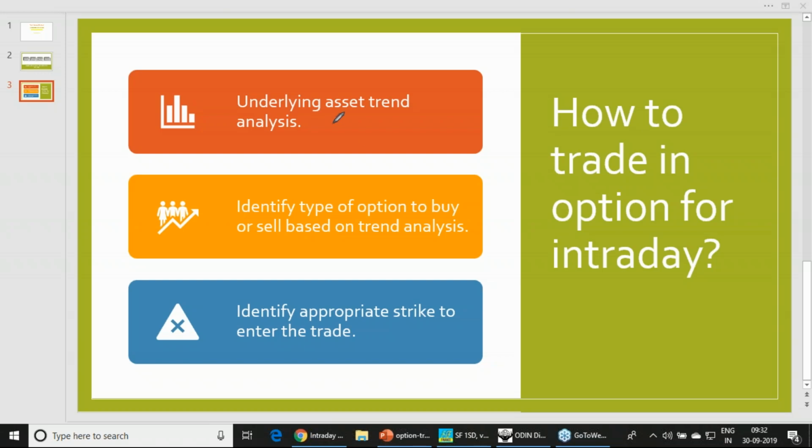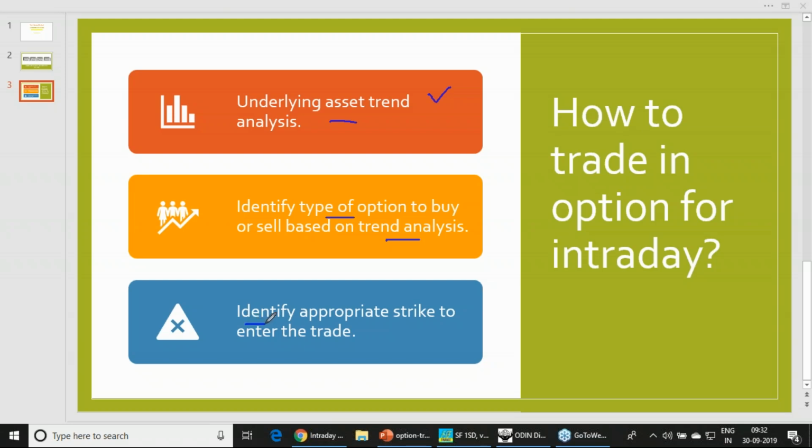For that reason, the underlying asset needs to be analyzed, the trend analysis of this underlying asset needs to be done. Then you have to identify the type of option to buy or sell based on the trend analysis. As I told you earlier, you can buy call options in an uptrend, or sell put options in an uptrend. So the type of option is call, you are buying because the trend is up. The type of option is put, you are buying because the trend is down. So identifying the type of option to buy or sell based on the trend analysis is your second step.